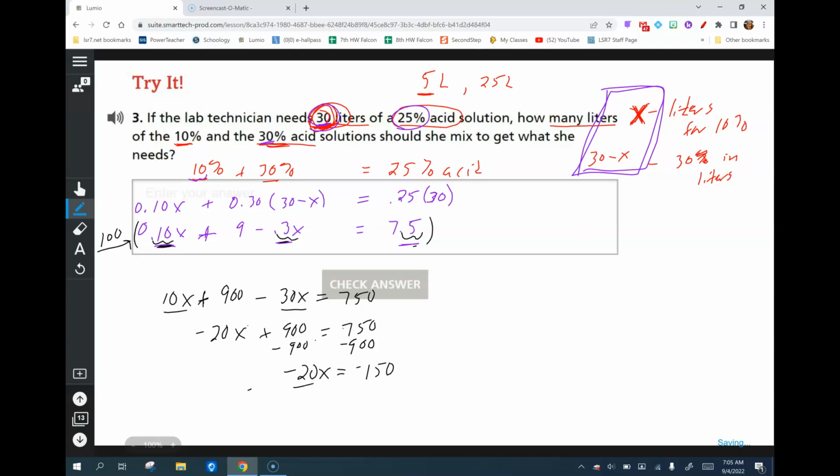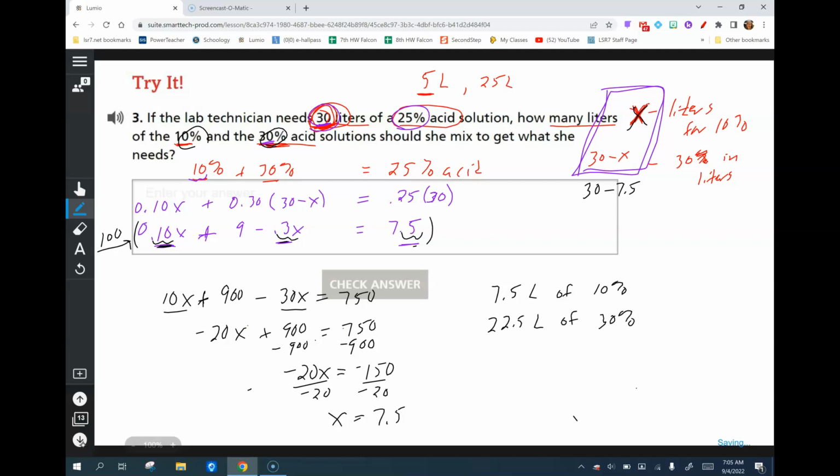Now, of course, we're going to divide by a negative 20. And we get x is equal to 7.5. Okay, but we have to answer the question. How many liters of both the 10% and the 30% should she mix together? Well, we said up here that 10% is x, so we need 7.5 liters of the 10%. And now I'm going to take 30 minus 7.5, and we get 22.5 liters of the 30%.